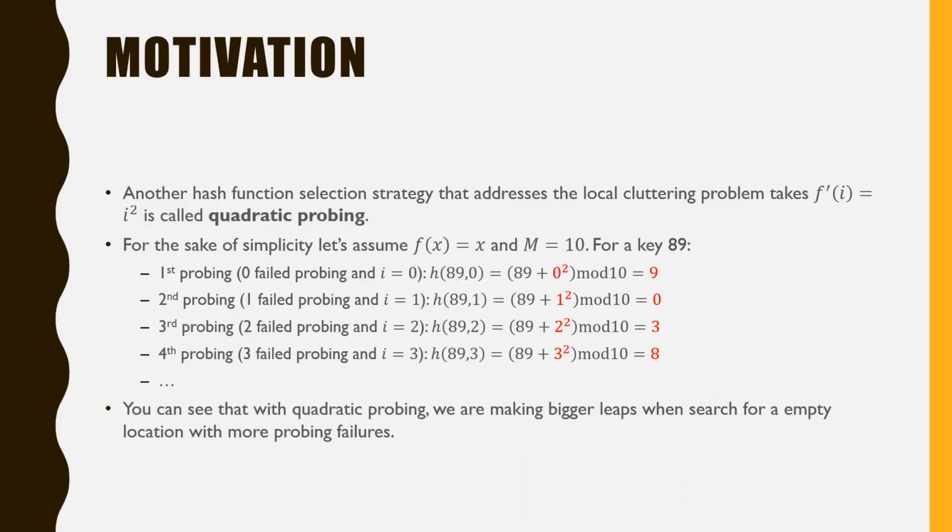Recall the basis of quadratic probing. We are essentially trying to increase the step size for searching an empty location quadratically with respect to the number of probing failures. For example, starting with the original hash value 9, one probing failure will lead to the step size of 1 square in the second probing. Two probing failures will lead to the step size of 2 square in the third probing. Three probing failures will lead to the step size of 3 square in the fourth probing, and so on and so forth.